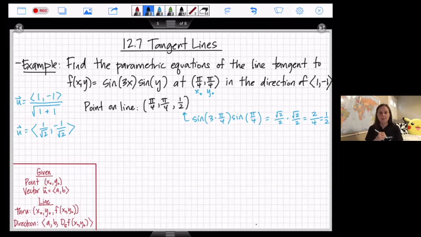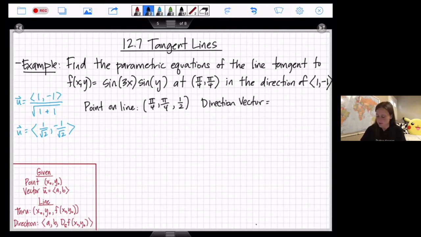All right, next up, direction vector. Let's see, we're going to get the x component and the y component from the unit vector, and that we found over on the left in blue is 1 over the square root of 2, comma negative 1 over the square root of 2. And then we're going to have to fill in that last component with a directional derivative. All right, to get our directional derivative, we need the gradient. So let's calculate the gradient.